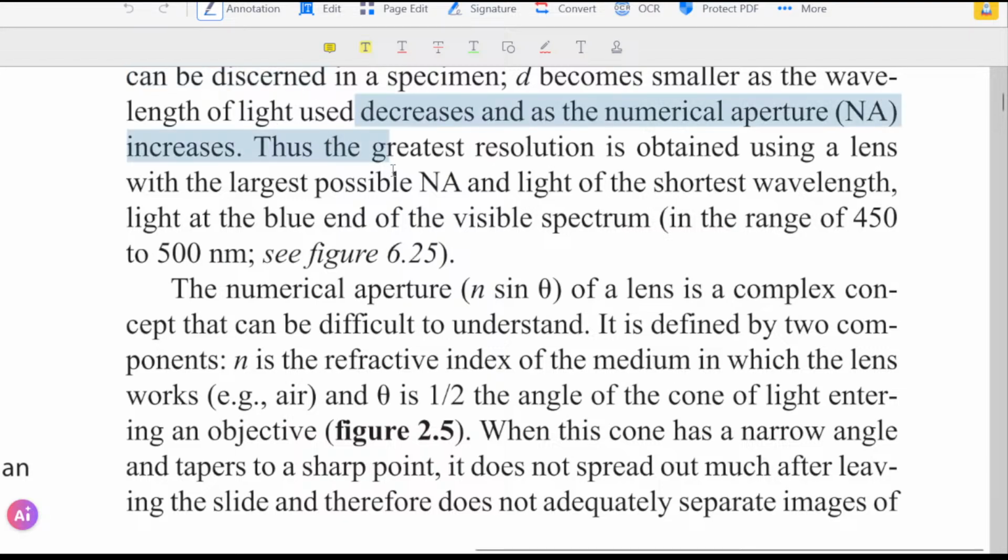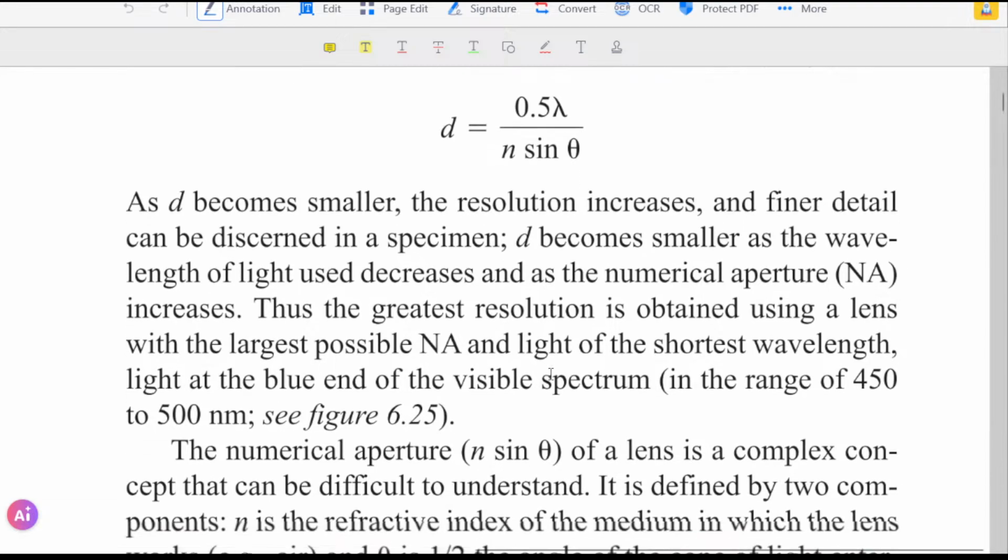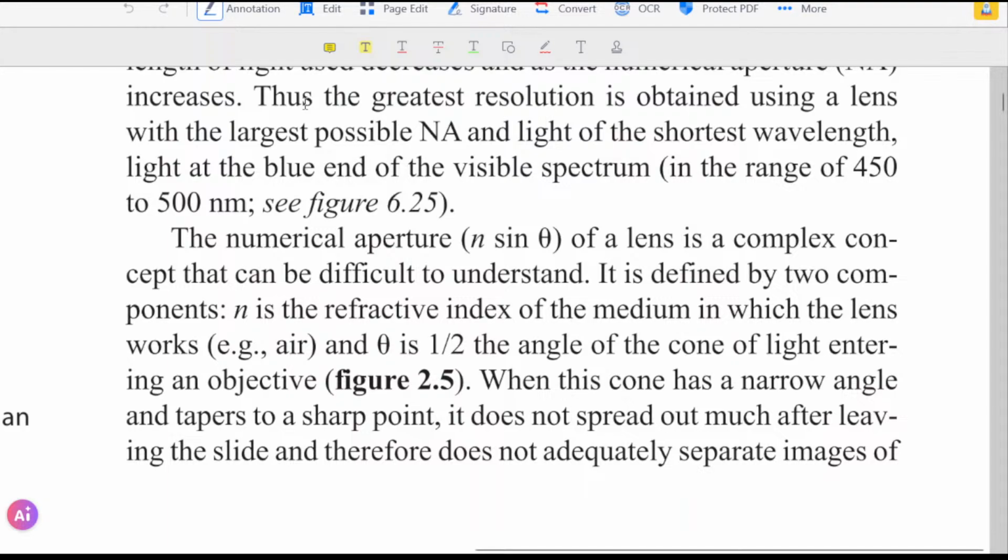So, the D becomes smaller as the wavelength of the light used decreases, as the numerical aperture increases. Alright, so if the D becomes smaller, the numerical aperture becomes larger. And they are saying the larger it is, the more the light is captured and bent. Right. Thus, the greatest resolution is obtained using a lens with the largest possible NA. Okay, the larger it is, the better it is. And the light of the shortest wavelength, the wavelength should be as short as possible, at the blue end of the visible spectrum in the range of 450 to 550 nanometer.